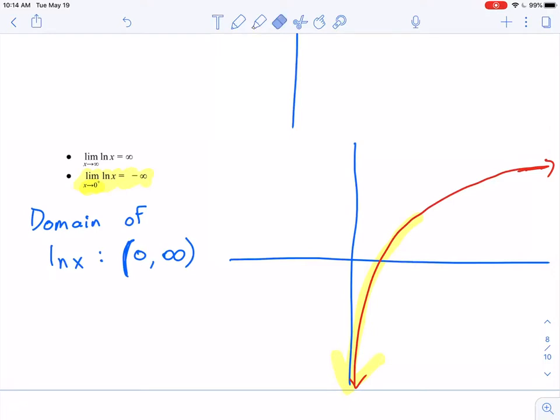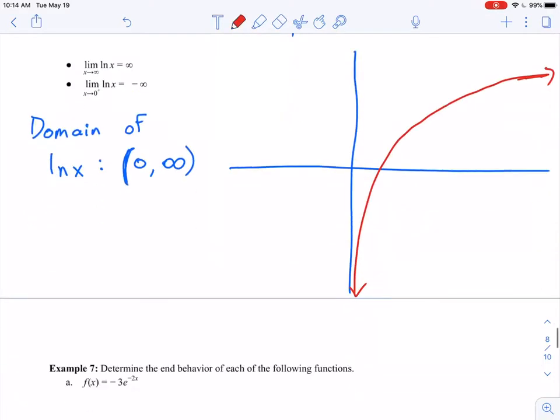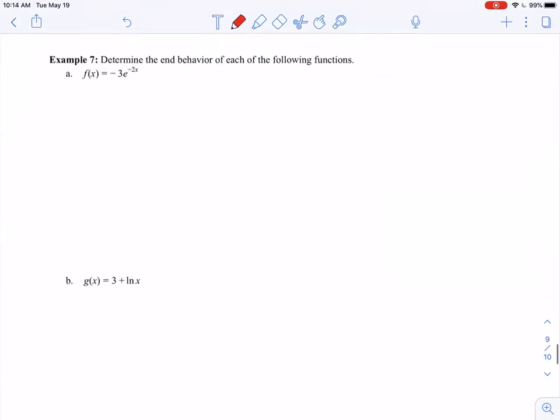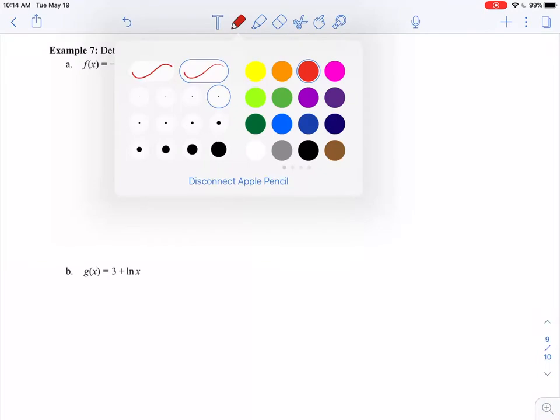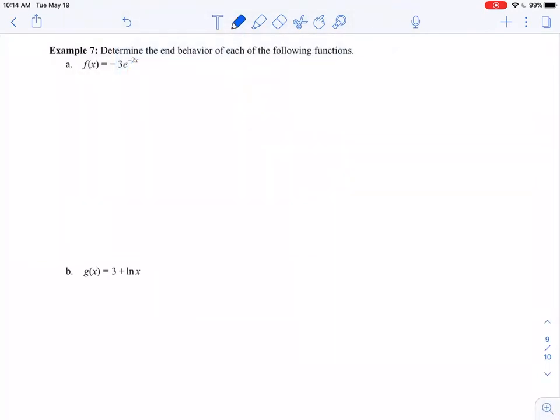So let's take a look at a couple of examples here. My first example, I want to just determine the end behavior of each of these functions. So here I have f of x equals negative 3e to the negative 2x power. One thing I would make sure you're paying attention to is what type of function we have here. This is an exponential function, which means when I look at the end behavior, I'm going to want to look at the limit as x approaches positive infinity and negative infinity.